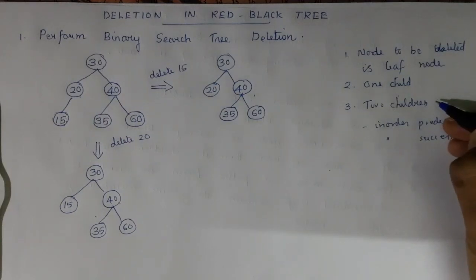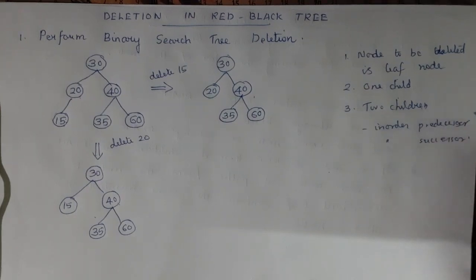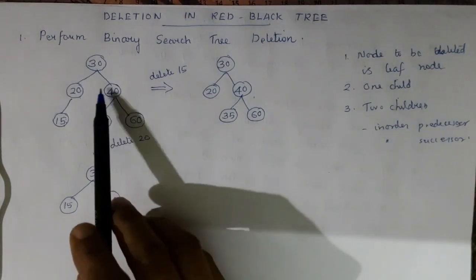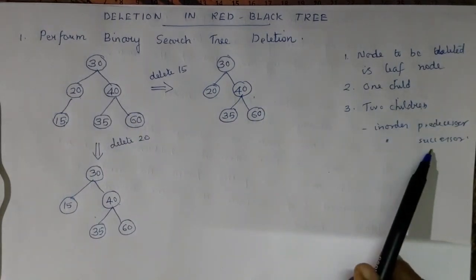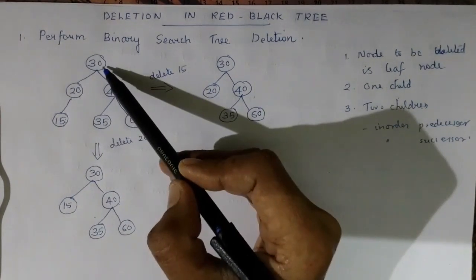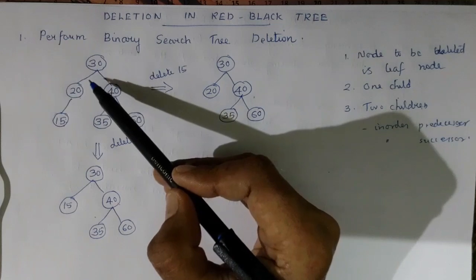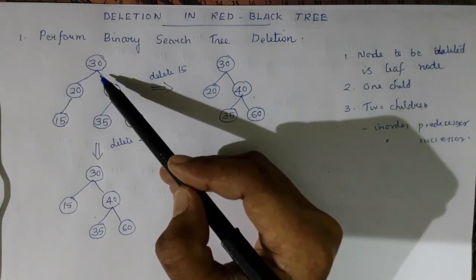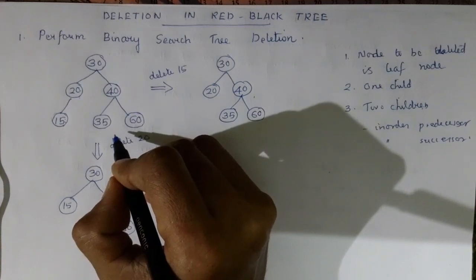Next case is, suppose we want to delete a node which has 2 children. In this case, we replace that node by the in-order successor or the in-order predecessor. For example, suppose we want to delete 30. To delete 30, we replace 30 by the in-order successor or the in-order predecessor. How can we find the in-order successor or the in-order predecessor?